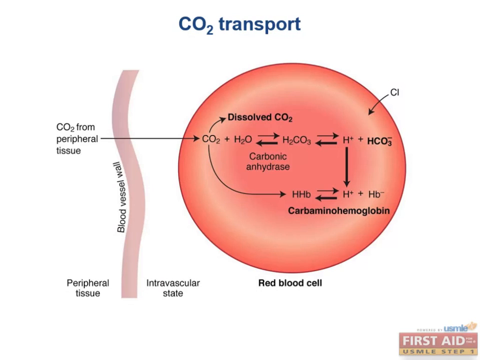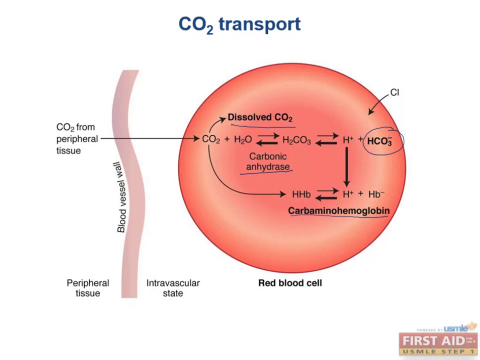The majority of CO2 enters the red blood cell and is converted to carbonic acid by carbonic anhydrase. The hydrogen ion dissociates, and what are you left with? Bicarbonate. The remainder is either bound to hemoglobin as carbaminohemoglobin or as dissolved CO2.